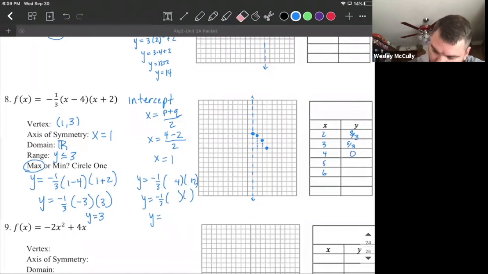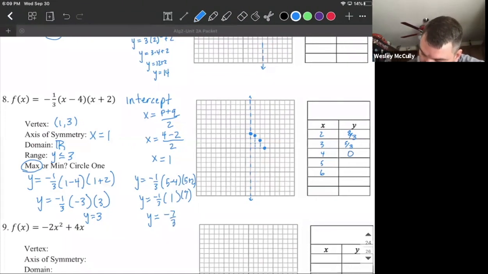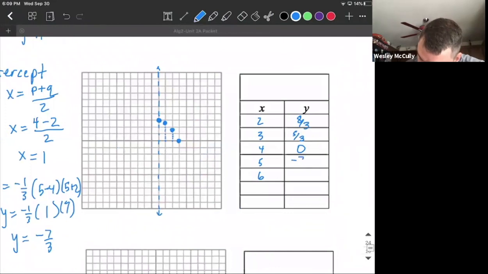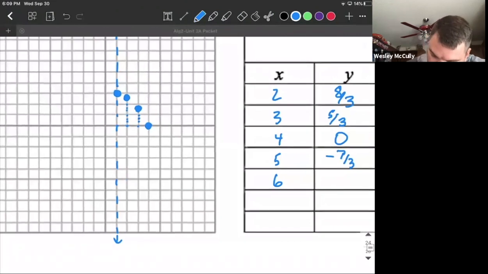Okay, this time I'm going to plug in 5. So 5 minus 4 is 1, and 5 plus 2 is 7. So 1 times 7 is, I'm sorry, is 7. And then 7 times -1/3 is -7/3. So for 5, I've got -7/3. Okay, I can plot that point. 5, -7/3. I've got 1, 2, 3, 4, 5. And then -7/3. This time I'm counting 1, 2, 3, 4, 5, 6, 7. I'm counting down 7/3.